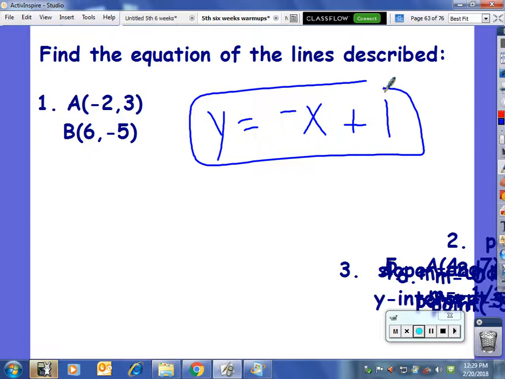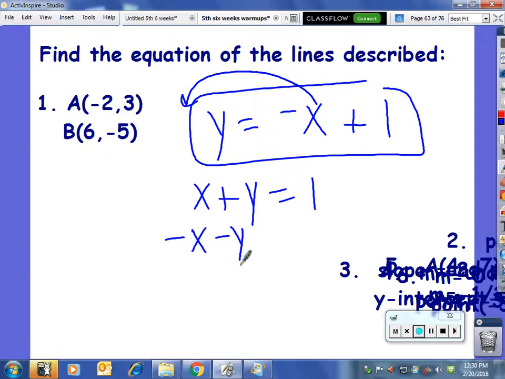Standard form, which they love to do, which means there are no fractions, so at least that's not too bad. But the x's and the y's are on the same side. So what's another version of this answer? X plus y equals 1. And yet another version of that would be negative x minus y equals negative 1. Okay, then do it again.